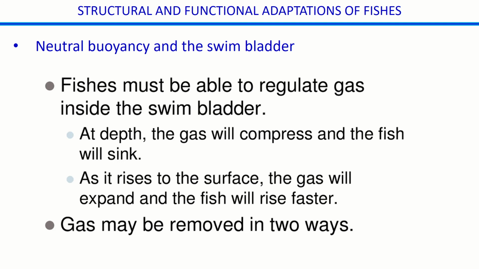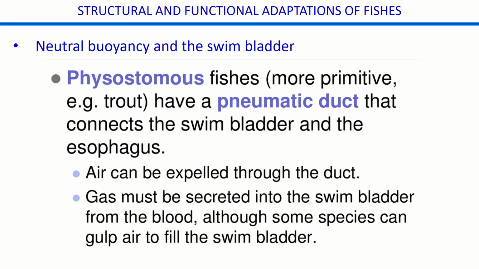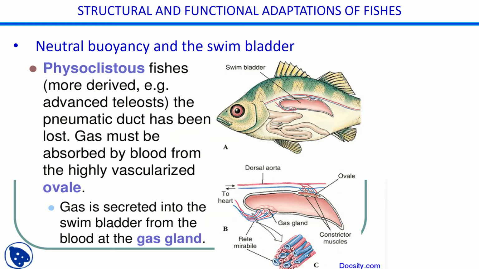Okay, crazy, eh? Gas may be removed in two ways. Physostomous fishes are more primitive, like trout, for example. They have a pneumatic duct that connects the swim bladder and the esophagus. So they have a small duct, like a little pipe that connects between their swim bladder and their esophagus, so they can actually release air straight from their swim bladder into their esophagus, and it can be released out of their mouth. Gas must be secreted into the swim bladder from the blood, although some species can gulp air to fill the swim bladder. Okay, some species can gulp air.